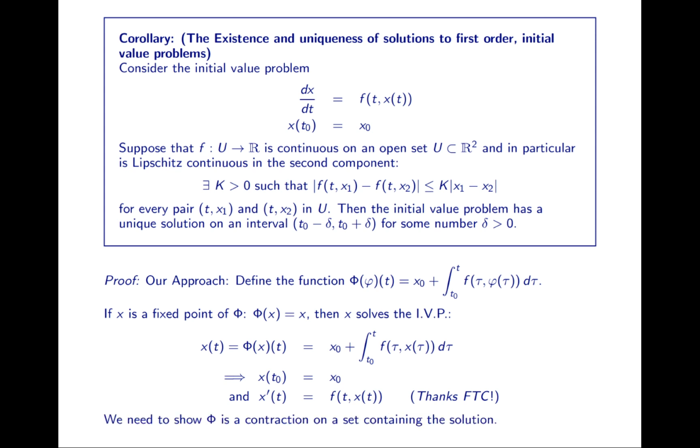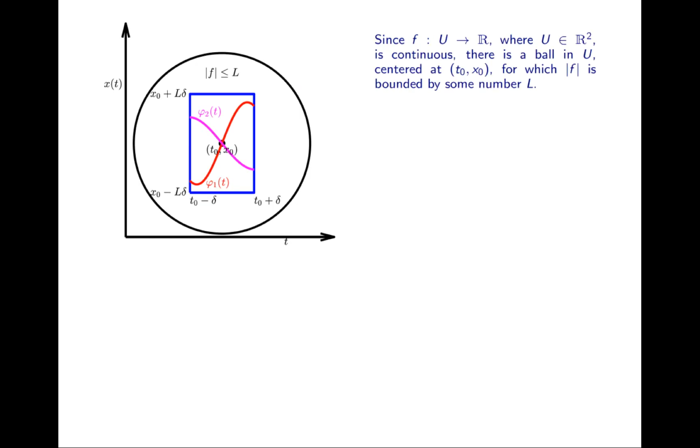Of course, this set should contain the solution because the fixed point will be in the set. So, since f maps U to R, where U is a subset of two-dimensional space, and is continuous, remember f is continuous, then there's some ball in U centered at t naught comma x naught for which f is bounded. And let's call the bound L. Right? How do we know? Well, if it wasn't bounded inside the ball, then it would have some discontinuity at the boundary of the ball, which is inside of U.